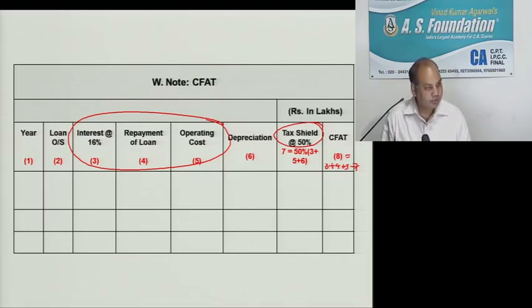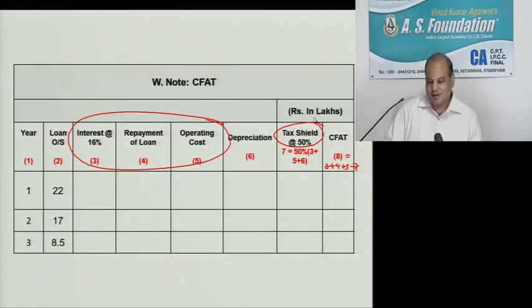Year column, write one line blank after each year: 1, 2, 3. Loan outstanding first year: 22 minus 5 is 17, minus 8.5 is 8.5. First year principal repayment is 5. Wonderful. Amazing.